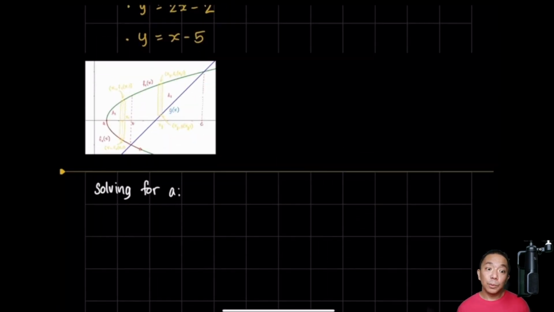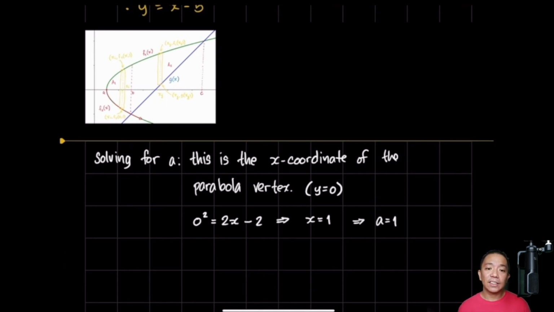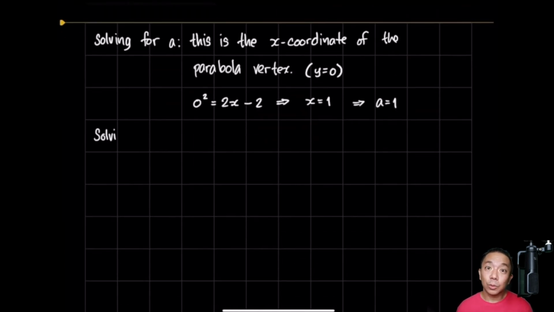So let's solve muna for A. And A is the x-coordinate of the vertex of the parabola. And we observe that the vertex lies along the x-axis, so y equals 0. So we could just set y equals 0 and solve for x, and we'll get that x is equal to 1. So A is equal to 1.